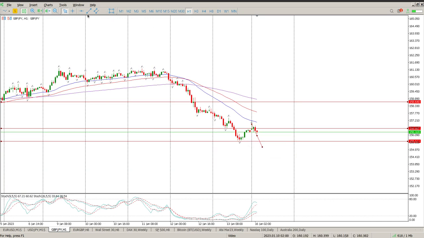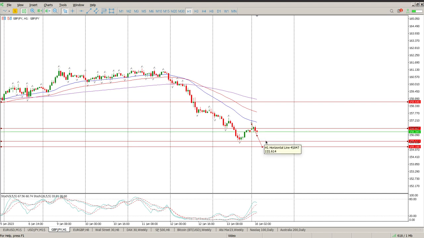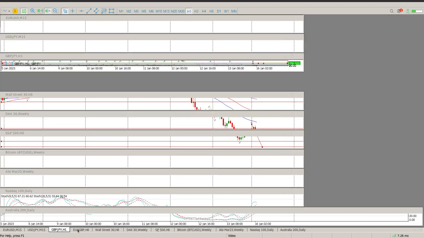So that's the first thing that I would do. You're looking for a rejection here at 156.607. Then you're looking first for the low of Friday, which is 155.614. If you get through that, then a little bit lower down is 155.190. That is the setup. And looking at the hour here, separation of the oscillators starting to cross over, I think that is going to play out.